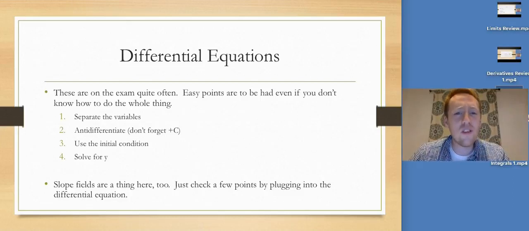The hard part of this is solving for y, and it's only one of the 5 points. So do what you can. I know there are parts of this that you can do. Just be careful with your algebra. It's really, really manageable, honestly. Slope fields are a thing here too. I recommend just checking a few points by plugging into the differential equation. If you see there are horizontal slopes, so slopes of 0 on there, figure out what the pattern is there and why those are occurring, and that'll be helpful too.